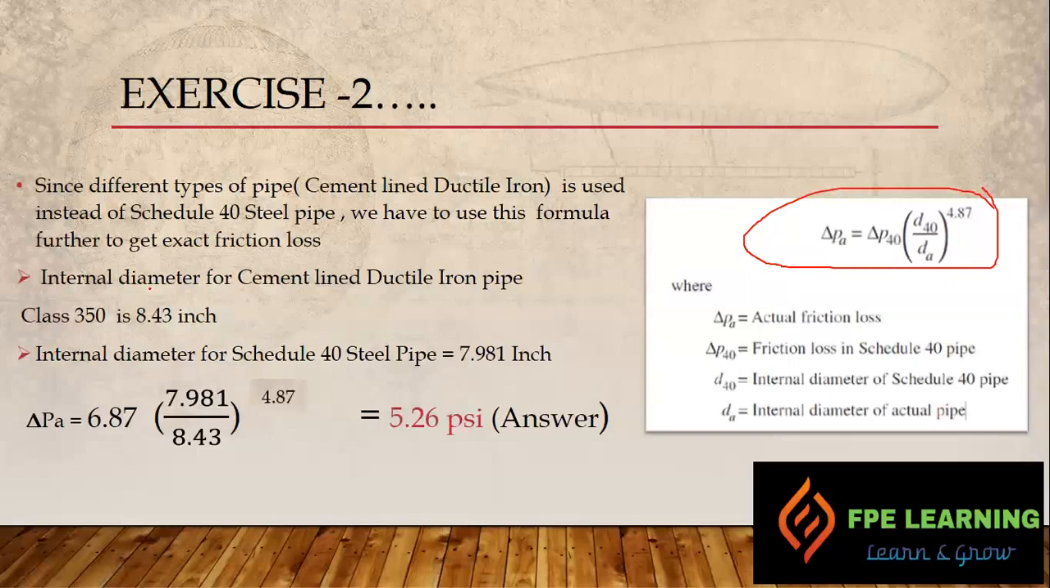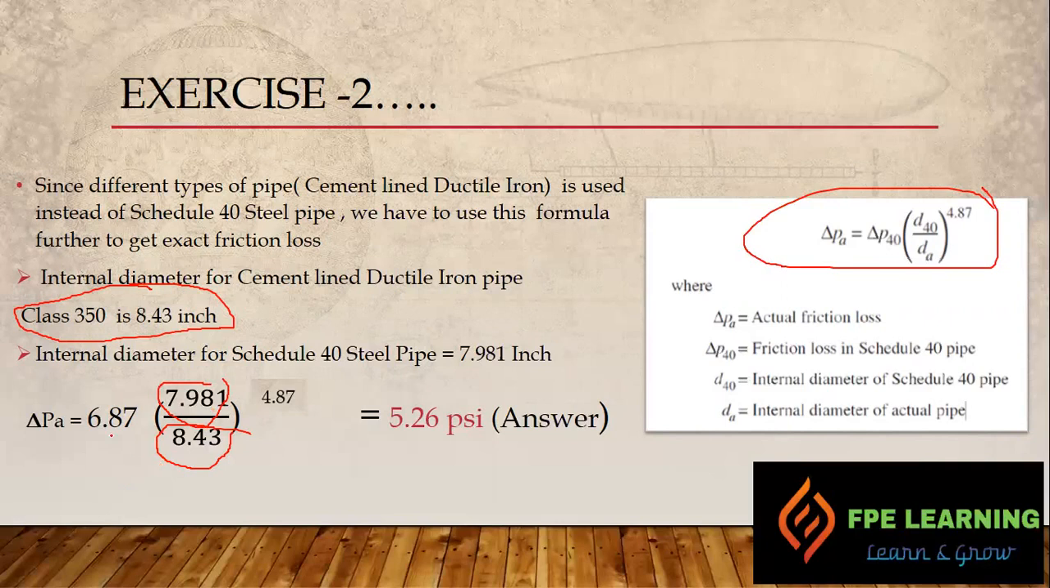So using this formula from the data sheet or from various research or technical data sets, we can find that for class 350 8-inch ductile iron pipe, the internal diameter of the actual pipe we have is 8.43 inch. This value we can take from the data sheet of the manufacturer, or we can find directly in NFPA 13, NFPA 24, or directly in the software calculation. So 8.43 is the internal diameter of the actual pipe, and at the top we have 7.981, which is the internal diameter of schedule 40 carbon steel pipe.